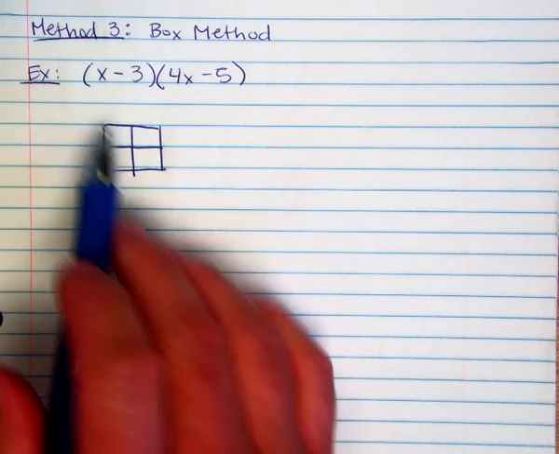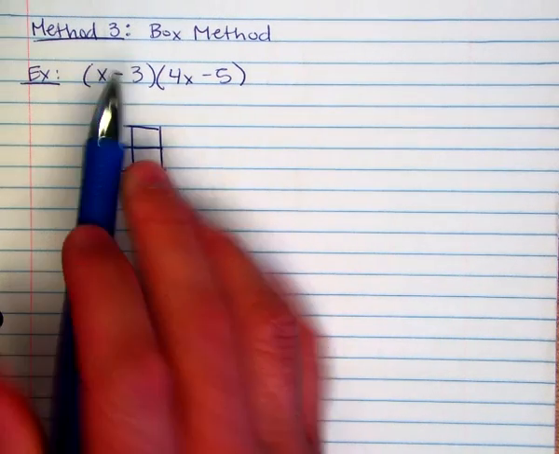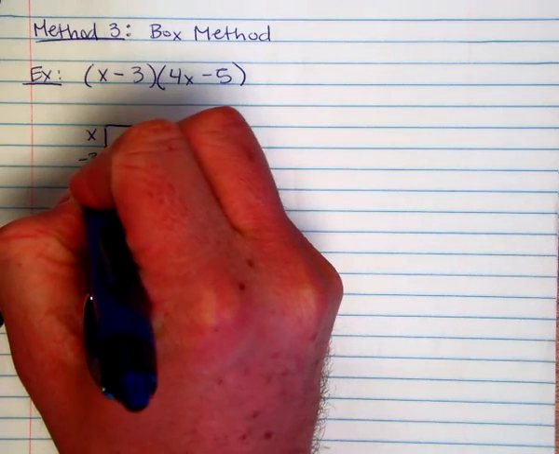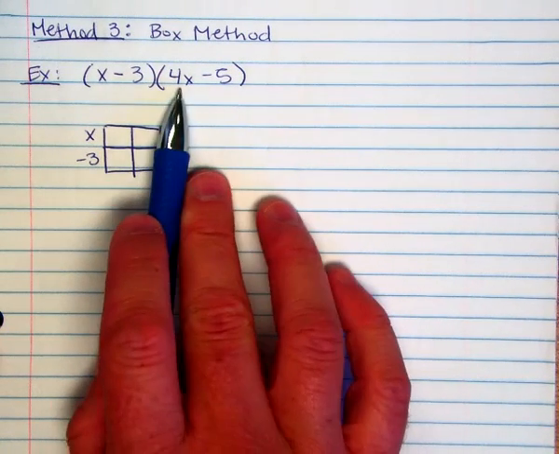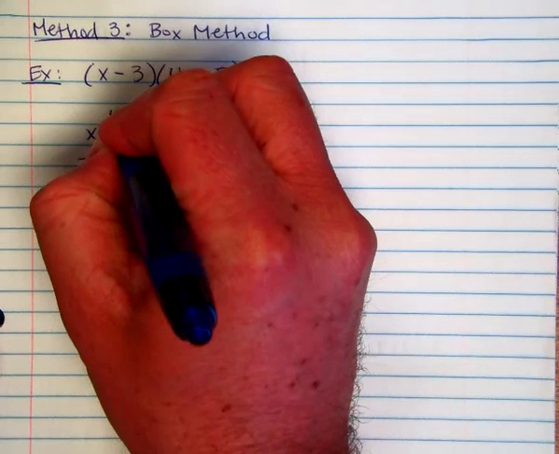On the left, I'm going to put my first one. I have an x and a -3. Along the top, I'm going to do these two terms, a 4x and a -5.